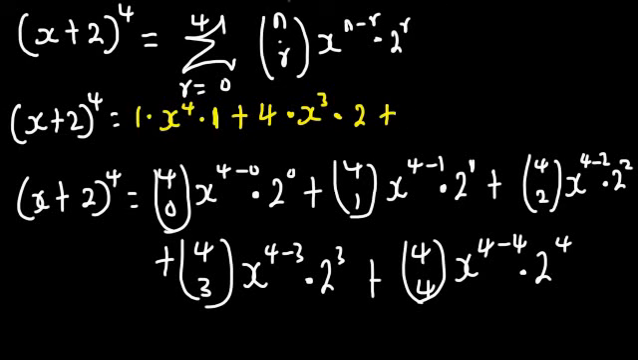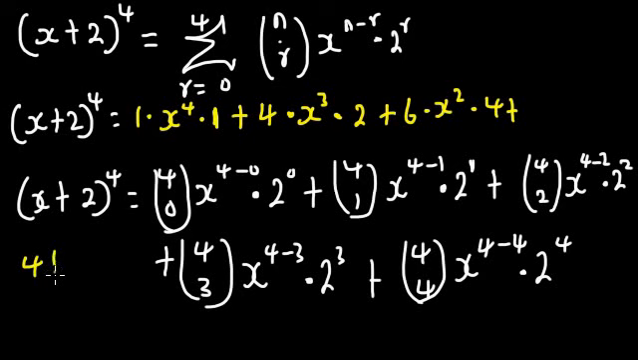So now we are having 6 times x raised to the power of 4 minus 2, which is 2. Then 2 to the power of 2 is 4. Perfect. For the third term, we have 4 combination 3.